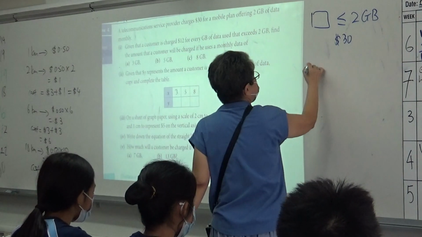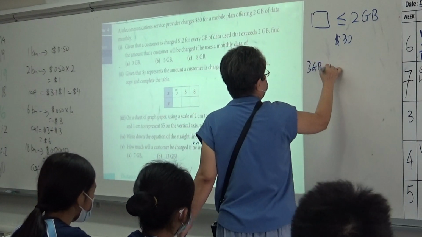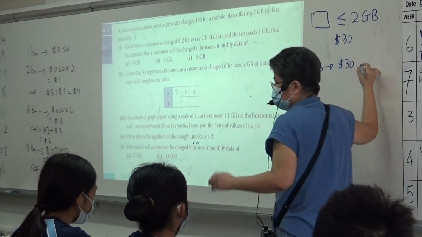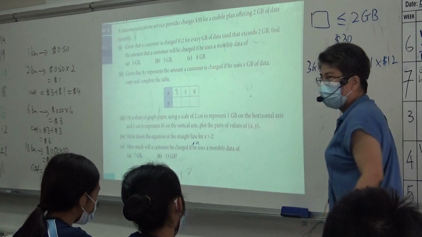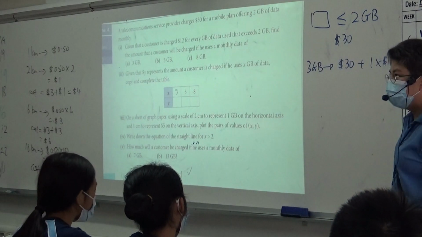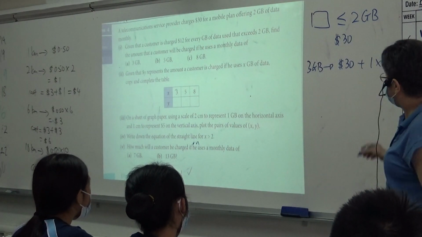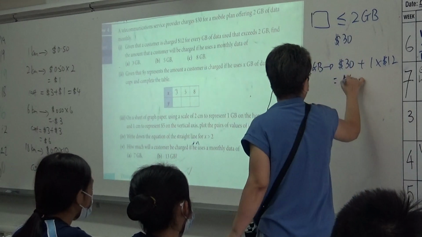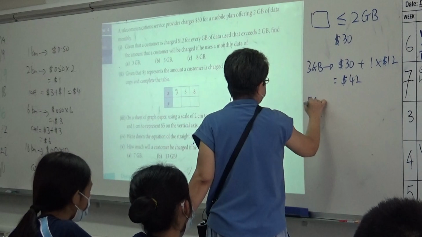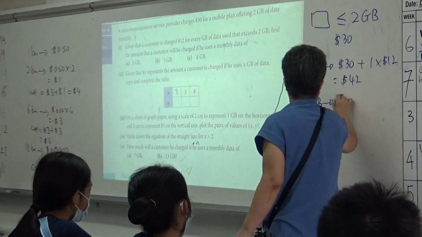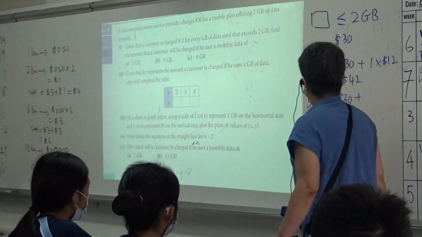3 gigabyte. I must pay $30 plus 1 times 12, right? Because I exceeded 1 gigabyte. Can you see it? So how much is this? $42. Agree? Now, what about 5 gigabyte? 5 gigabyte. $30 plus what? 36.